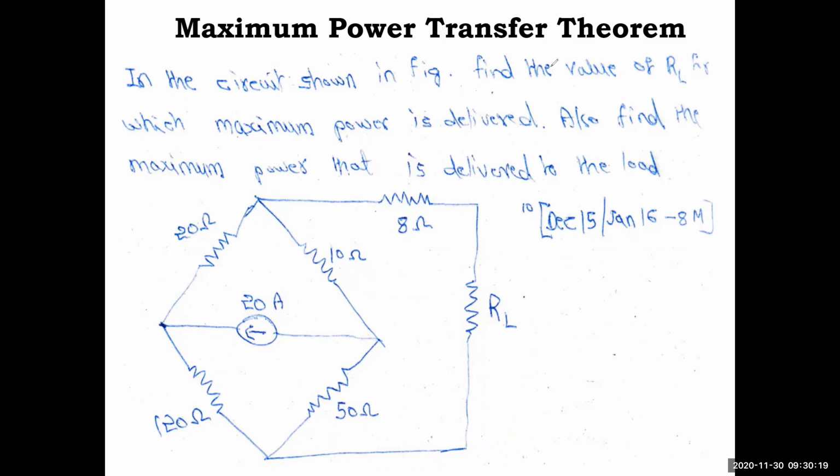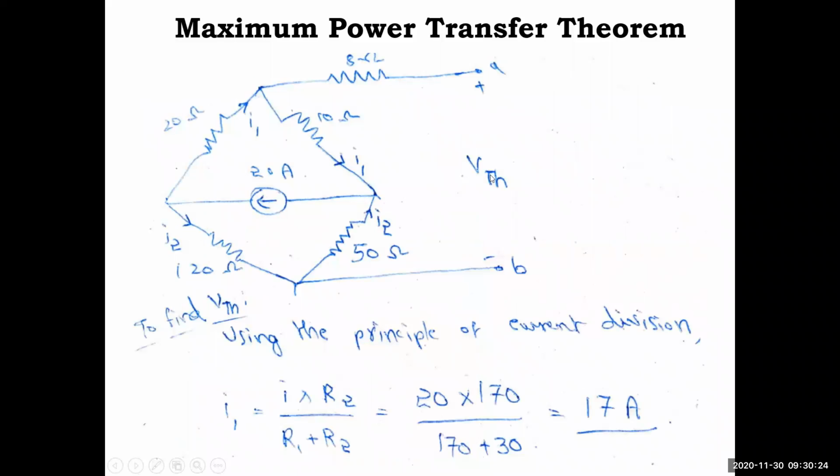Note this down once again. The load is removed and we call the open circuit voltage VTH now. This is how it is shown here. I1 current flows in this, because in between there is a 20 amp current source. So this loop we call I1 current and this loop we call I2 current.